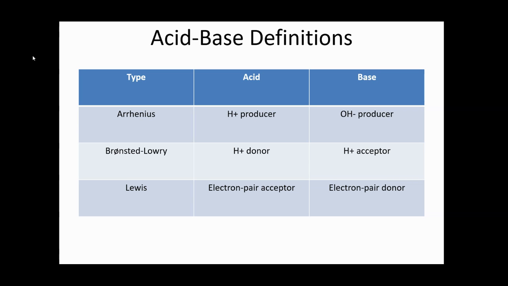Brønsted-Lowry is either an H plus donor or an H plus acceptor. Then there's another pair called Lewis that we don't really get into, which is an electron pair acceptor and electron pair donor. And I'll give you a way to remember Brønsted-Lowry. It would be brought to you by Michael Jackson in the future.